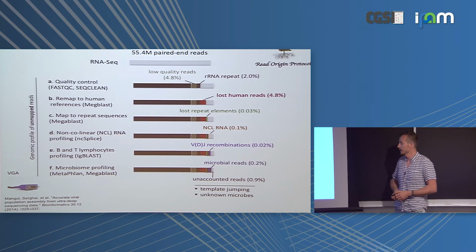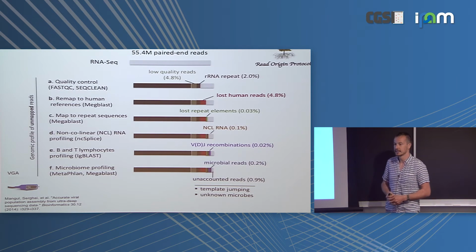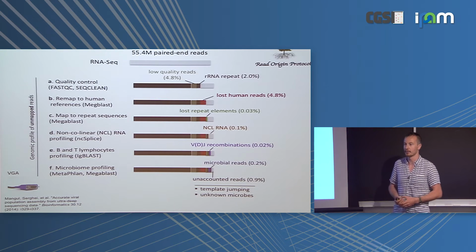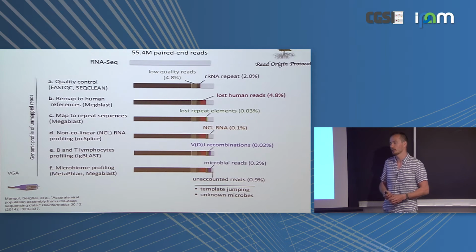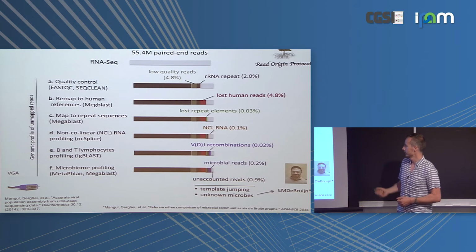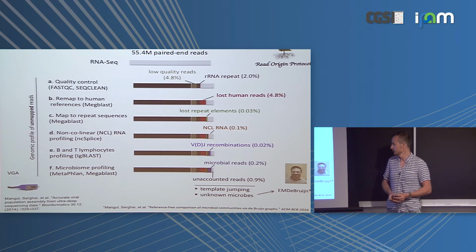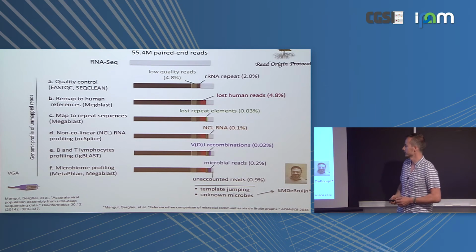Actually, we were surprised to see template jumping. We looked at those reads, and sometimes we see half of the read coming from the human and half of the read coming from the worm. Given that the worm cannot integrate in your genome, that's clearly template jumping. As well, there might be unknown microbes. That's why with David, we designed a tool, EM, which will compare the microbial communities not using the reference.